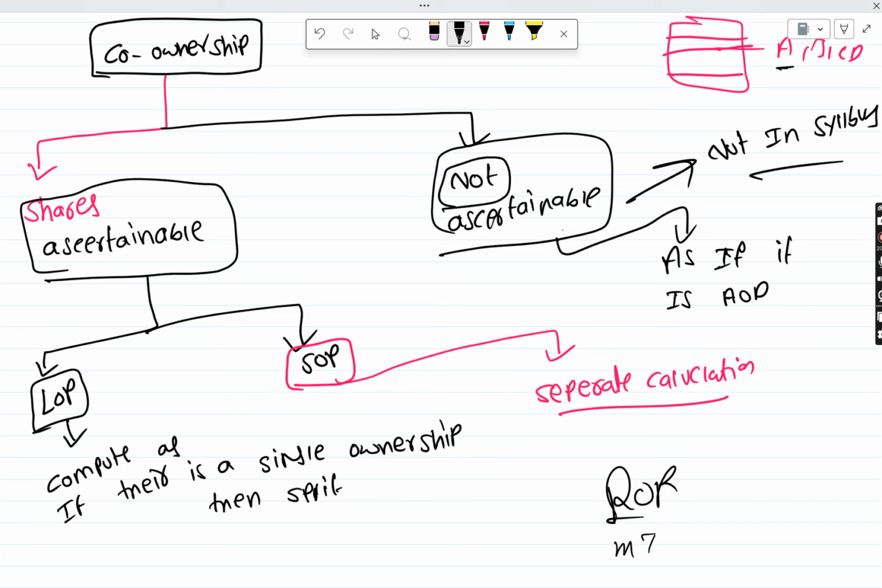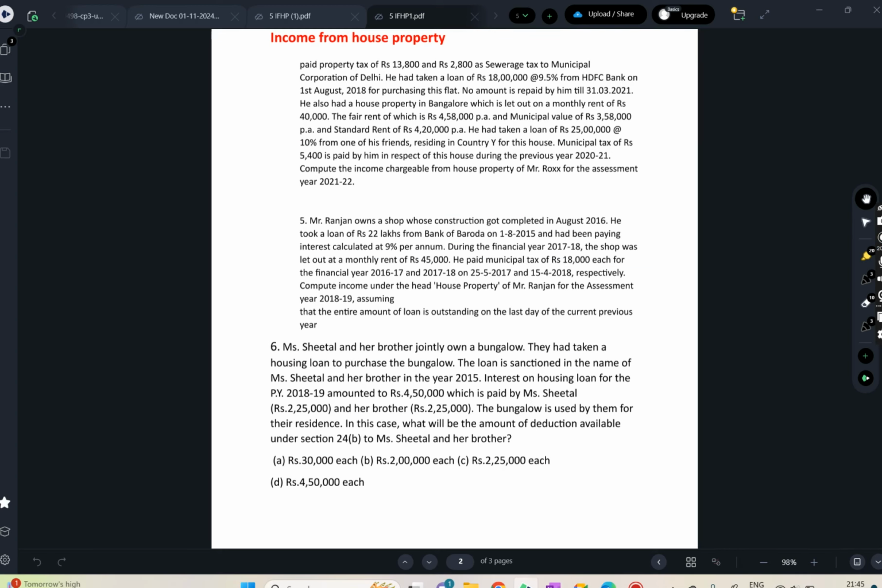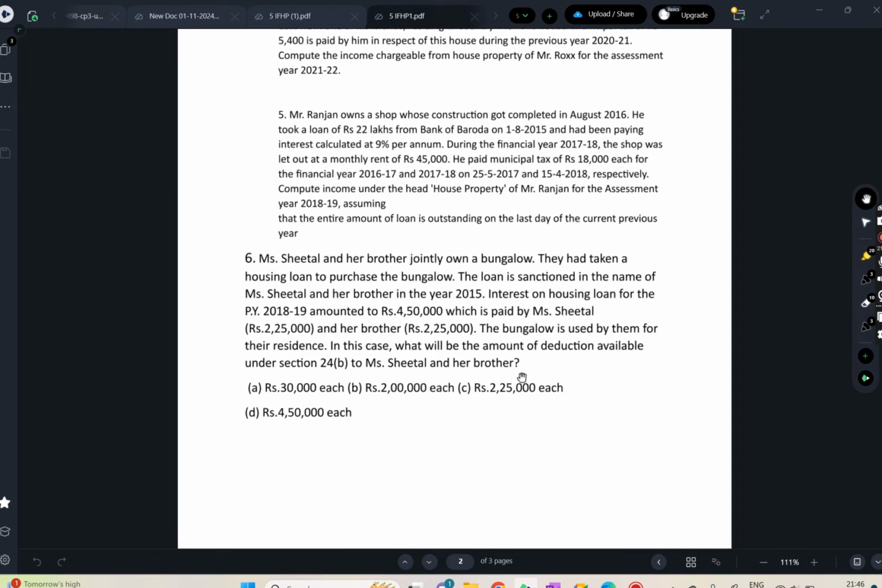Next, let's discuss one more small question. In this question we are going to discuss pre-construction interest and also the co-ownership concept. I have sent one more PDF to you recently, so I guess you can see this.